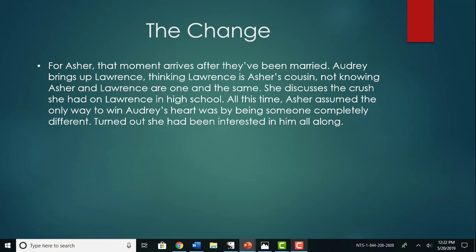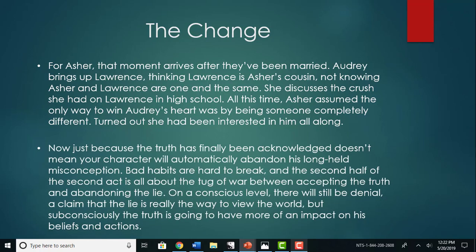Changes everything for him. Now, just because the truth has finally been acknowledged, it doesn't mean your character will automatically abandon his long-held misconception, because bad habits are hard to break. And the second half of the second act is all about the tug of war between accepting the truth and abandoning the lie.